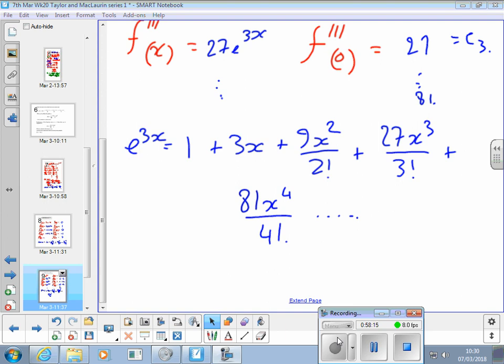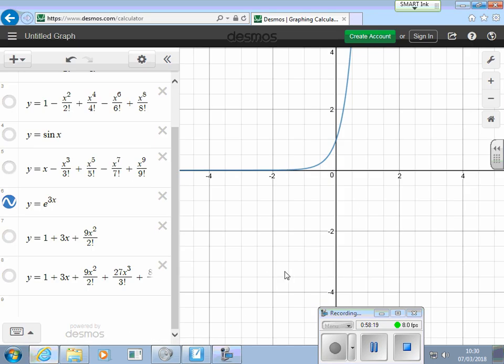If we look at the function graphed, there's the actual function graphed, e to the 3x. 3 terms of the power series. Remember, the focus is going to be around the value where x is equal to 0. And if I add more terms, I get closer and closer to that function.